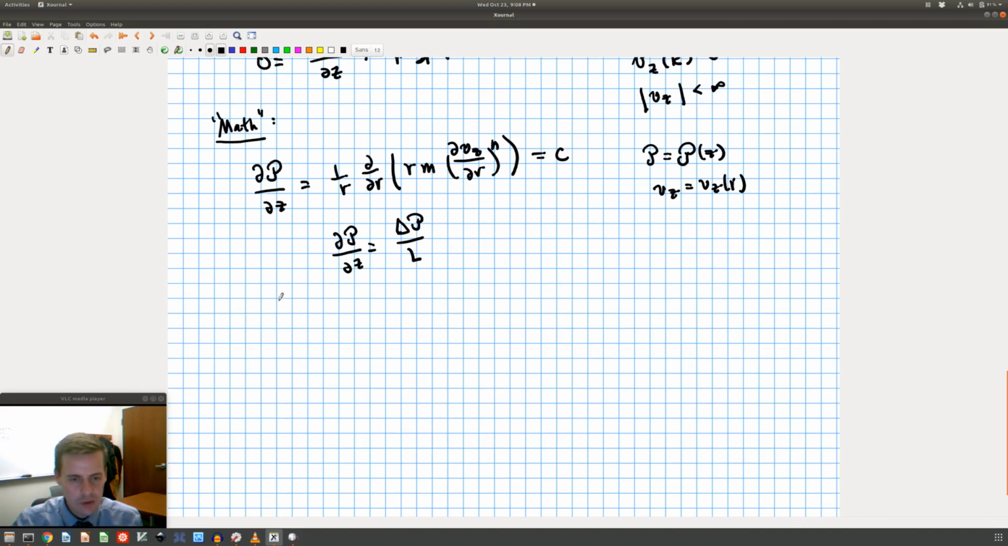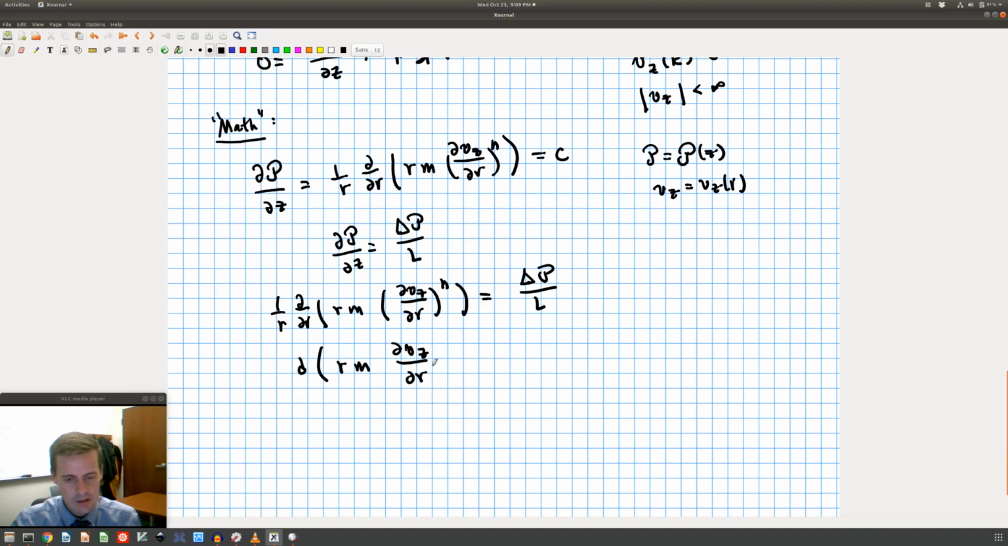And now I'm left with 1 over r d dr of r m dvz dr to the n equals delta dynamic p over L. And so from here, it's a separate and integrate problem. So I move the r over, so I get d of r m dvz dr to the n power equals delta dynamic p over L times r dr. Integrate both sides.